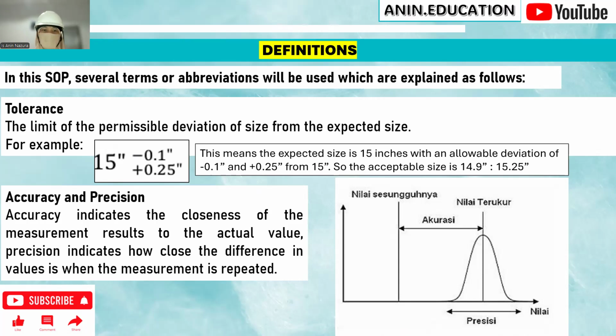Accuracy and precision. Accuracy indicates the closeness of the measurement result to the actual value. Precision indicates how close the values are to each other when the measurement is repeated. Like the precision value and the actual value.